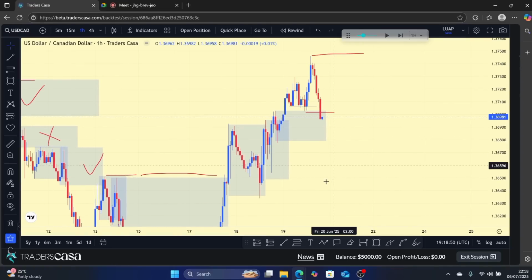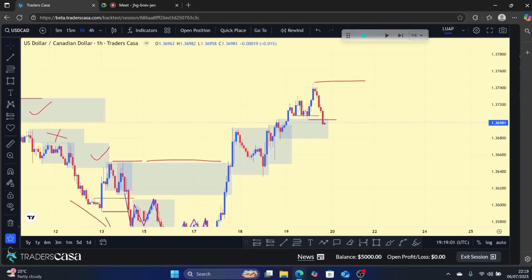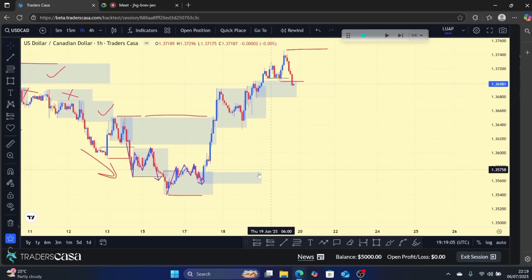All right, the reason I will not mark this one here is because it was formed before the inducement. So yeah, exactly right here. The only order flow that was not mitigated was this one here. So this here was the only valid order flow in this case.